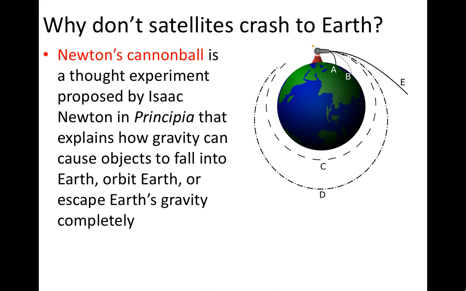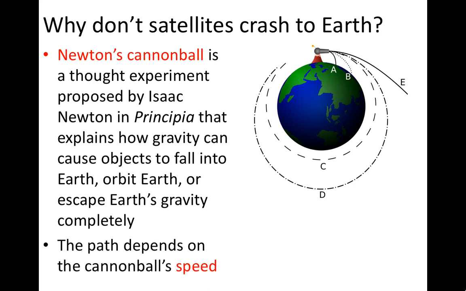In it, he imagined a cannon on top of a very, very tall mountain that can fire the cannonball sideways at different speeds, and he imagined that the Earth didn't have any atmosphere, so the cannonball wouldn't experience any drag. It would just be in free fall. And the trajectory of the cannonball, the path that it took, depended on how fast the cannonball was fired. The path depended on the cannonball's speed.